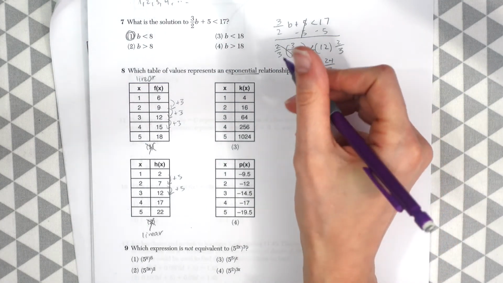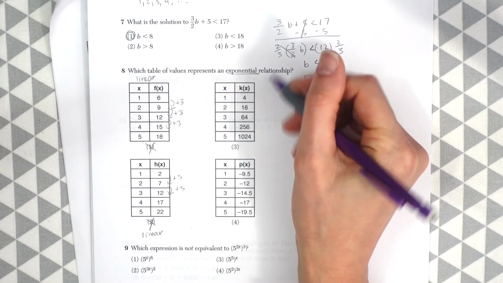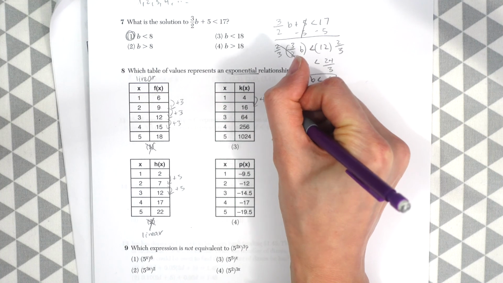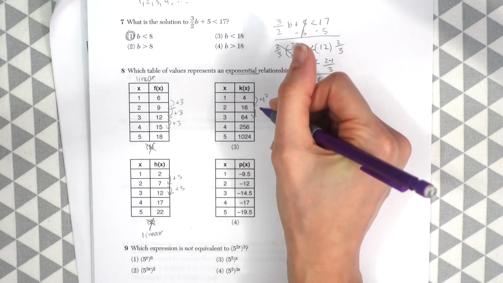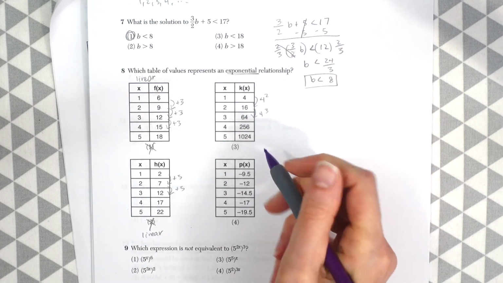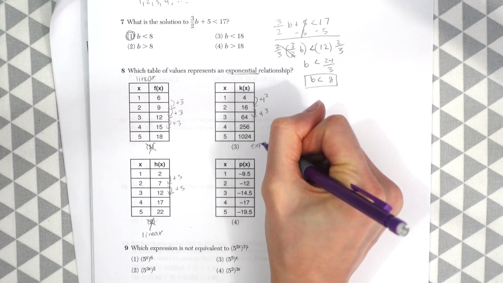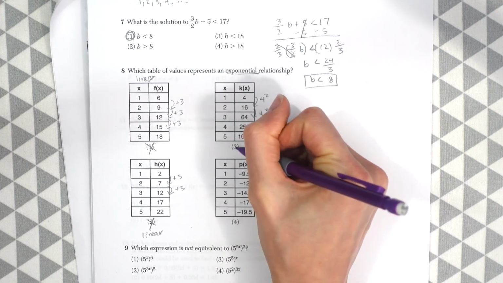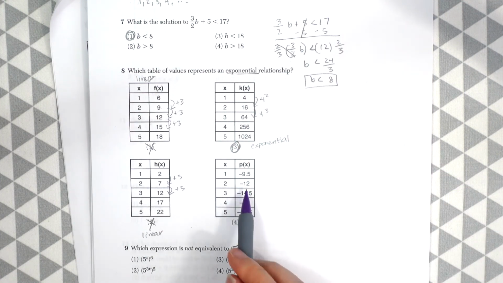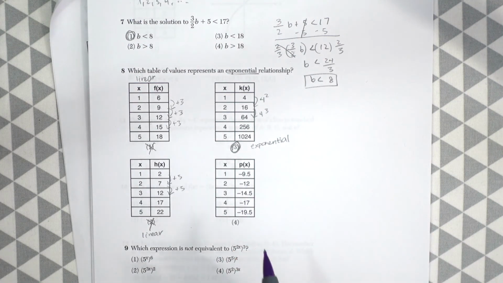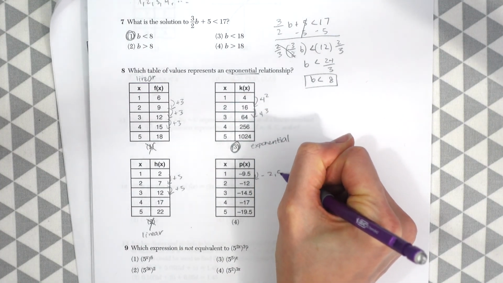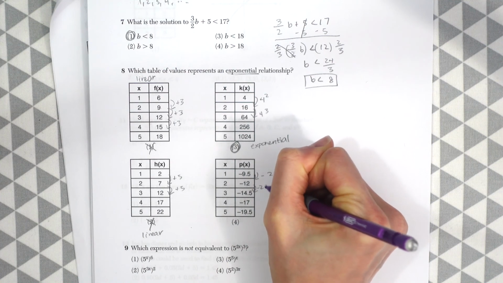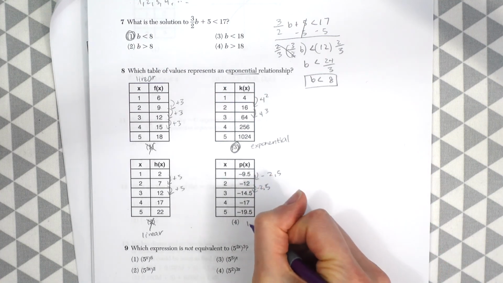Let's look at number 3. 4 to 16. So this is 4 squared. 16 to 64. This ends up being 4 cubed. And this is the exponential relationship that we're actually looking for. So choice 3 is our answer. And if this one confuses you down here, just play around with numbers on your calculator, and you'll see that we're actually subtracting by 2.5 here between each value. So this is also linear.